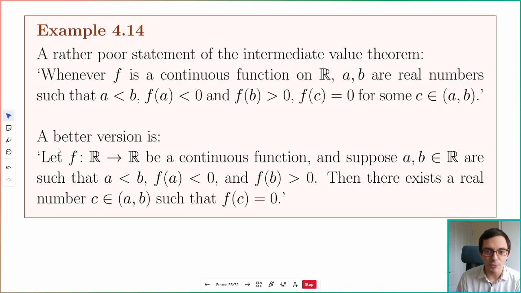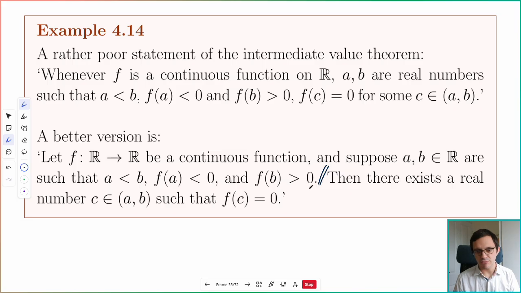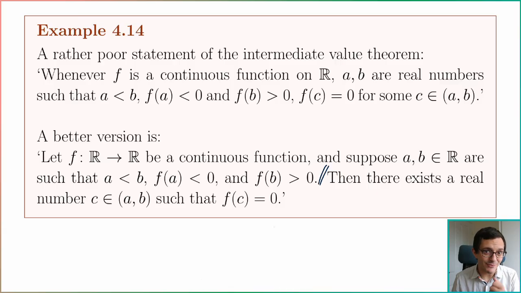Which is also more formal about what the function is. Let f from R to R be a continuous function, and suppose that a and b are real numbers such that a is less than b, f of a is less than 0, and f of b is positive, full stop. Then there exists a real number c in the interval ab such that f of c is 0. This way round I think makes more sense. It's really helped by having the full stop in the middle.